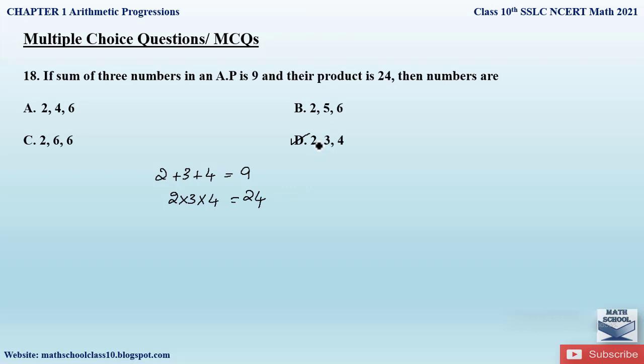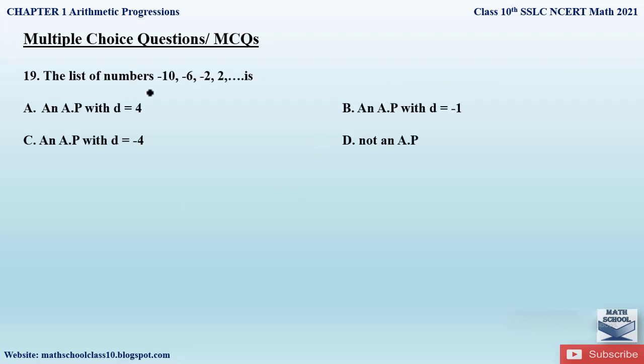Now coming to our next question, the list of numbers is given. Here we have to find out whether it is an AP, and also we have to find out the common difference D for the given list of numbers, right? So we can find whether a list of numbers forms an AP or not by finding out the common difference between the terms. When the common difference between the terms is the same, then the list of numbers given forms an AP, right?